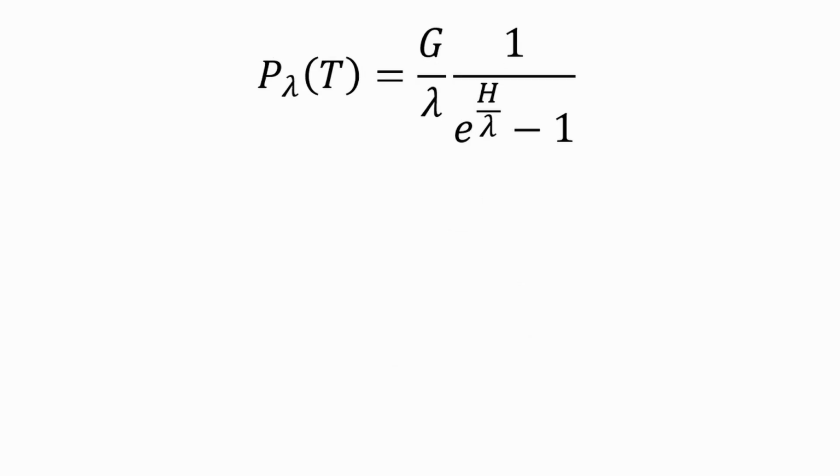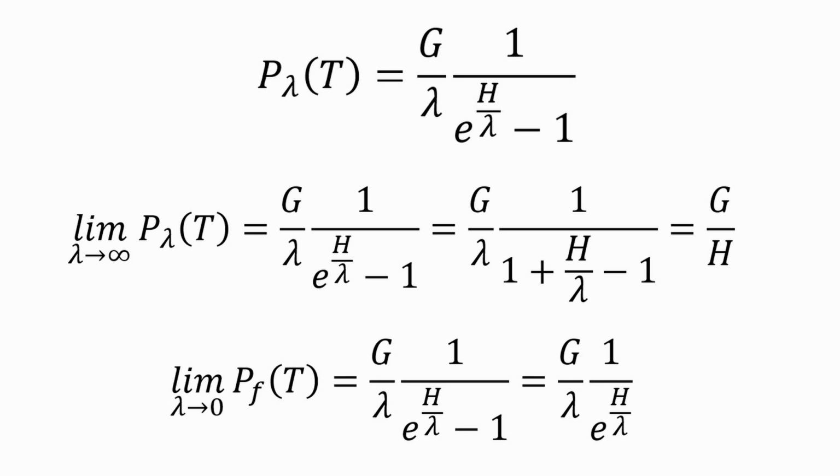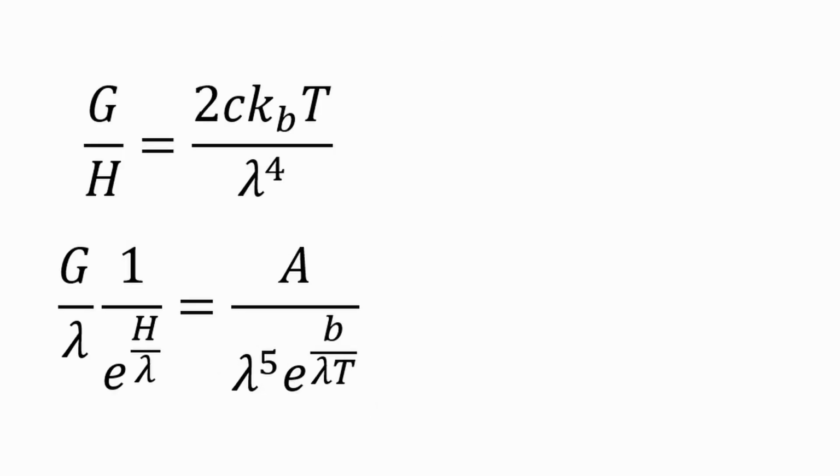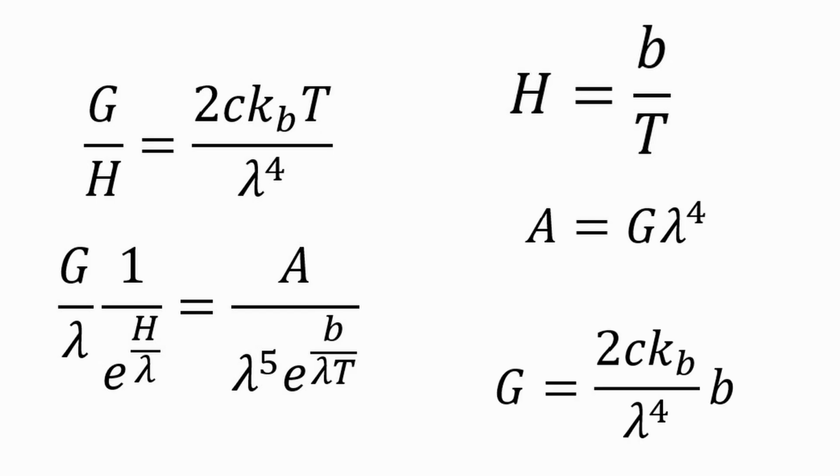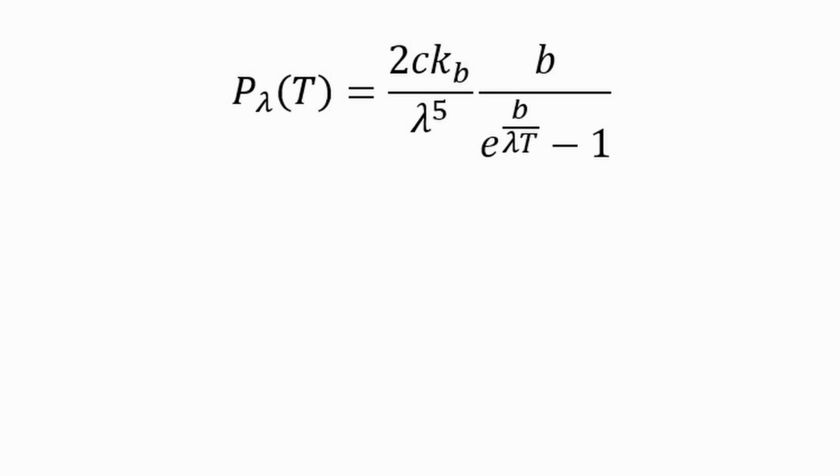The limits of the expression proposed by Planck are, and the parameters g and h are determined as follows. By inspection, we conclude from the second equation, and a is determined as. From the first equation, we obtain g as. Now Planck's proposed equation becomes, which is now only a function of a parameter b.